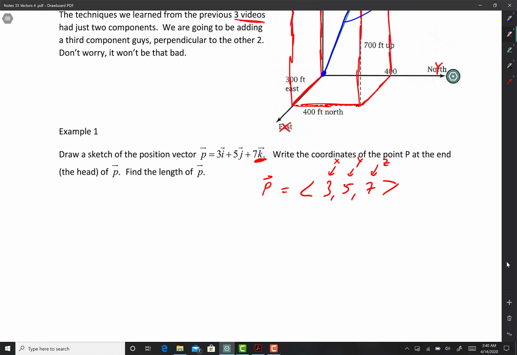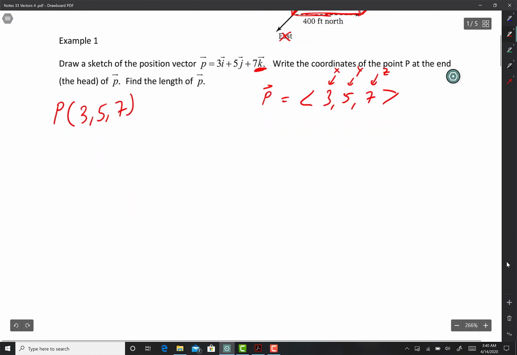Find the length. Okay, so coordinate P, whenever you want to call a coordinate, you just use parentheses. So coordinate P, notice that I didn't put any vector or anything. It's just 3 comma 5 comma 7. So here we go, guys. How do you find this?